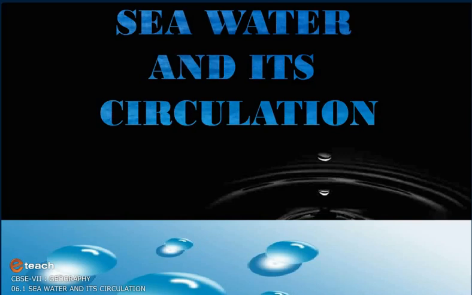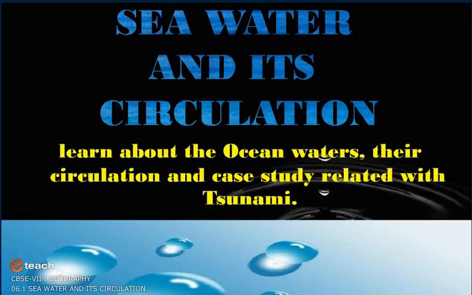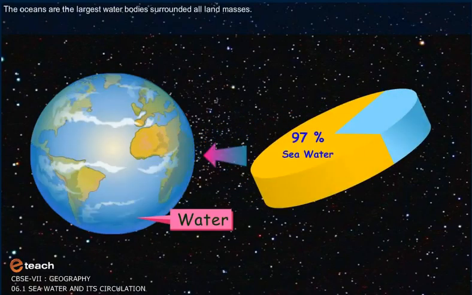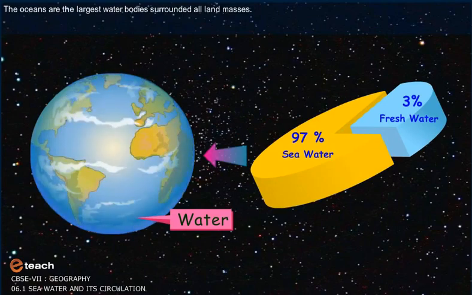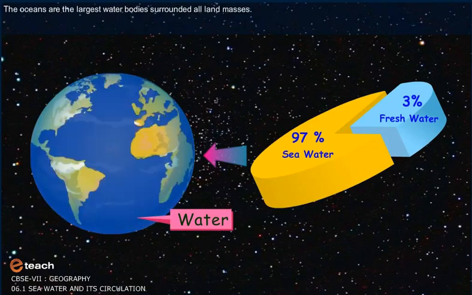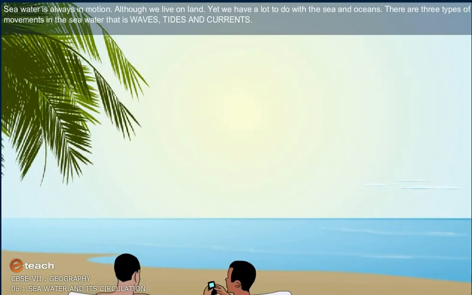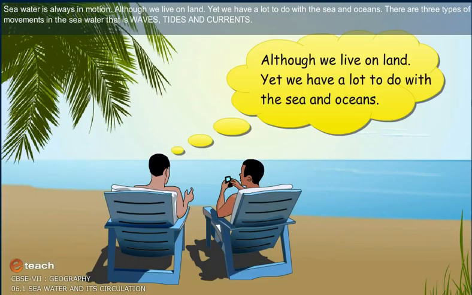Let us learn about the ocean waters, their circulation, and a case study related to tsunami. The oceans are the largest water bodies, surrounding all land masses. Seawater is always in motion. Although we live on land, yet we have a lot to do with the sea and oceans. There are three types of movements in the seawater, that is, waves, tides, and currents.